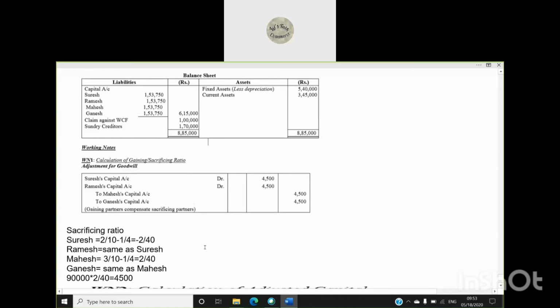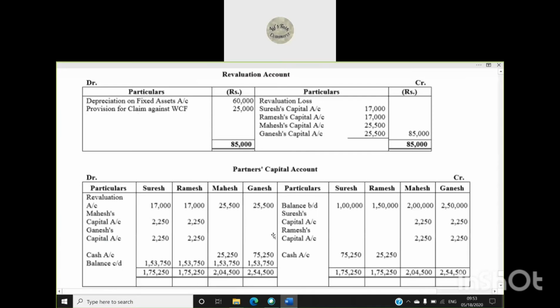Now going to the partners capital account. What we have done in the partners capital account: the first entry will always be by balance brought down. That is given in the balance sheet. Suresh has 1 lakh, Ramesh 1,50,000, Mahesh 2 lakh and Ganesh 2,50,000. This we have done by balance brought down. Then in the revaluation account, loss is there. Loss will be decreasing the capital of the partner, so it will be posted on the debit side.